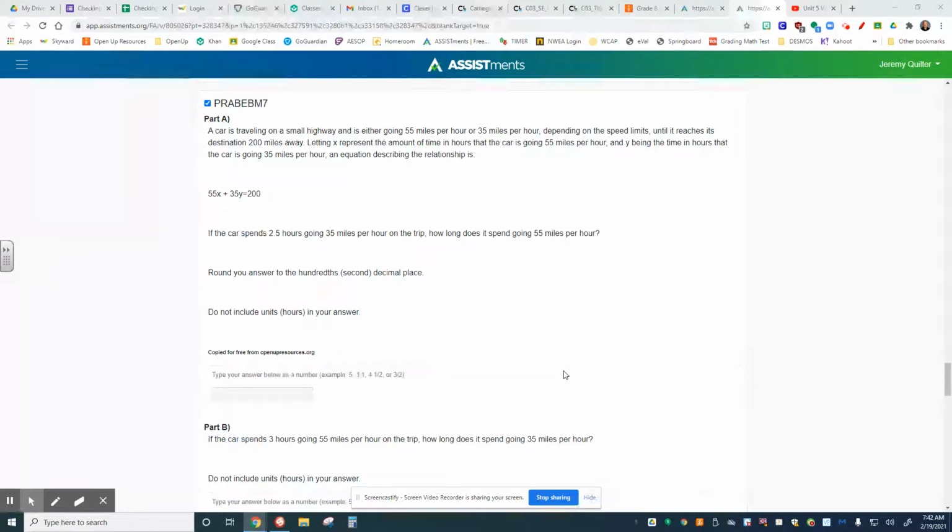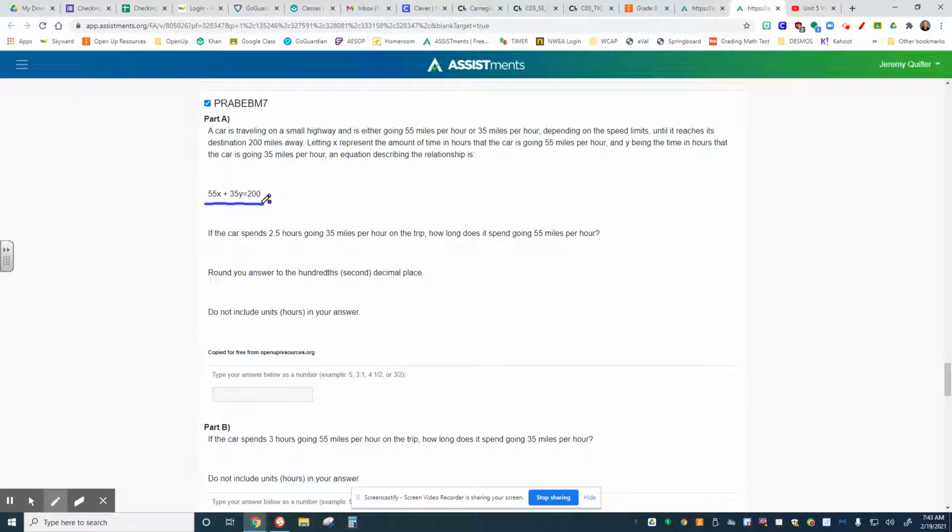Here's your first problem. The car is traveling on a small highway. It's going either 55 miles per hour or 35 miles per hour, depending on the speed limit, until it reaches its destination 200 miles away. Letting X represent the amount of time in hours the car is going 55 miles per hour, and Y being the time in hours the car is going 35 miles per hour. An equation describing this relationship is given right here.